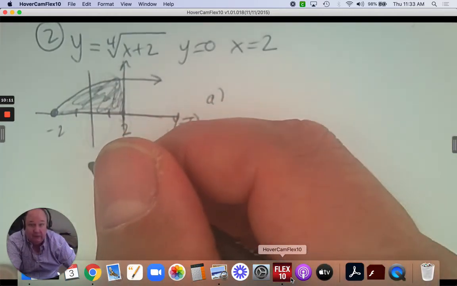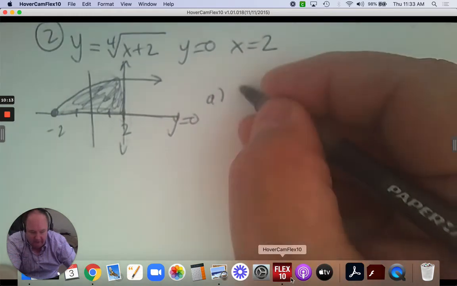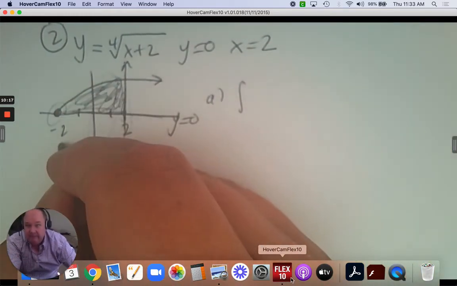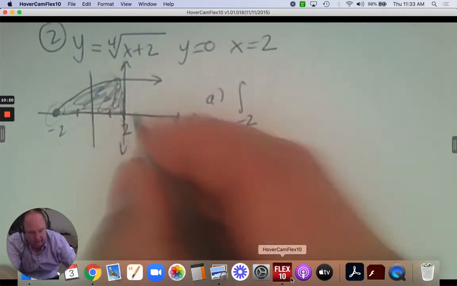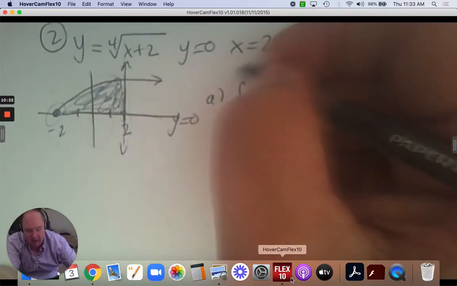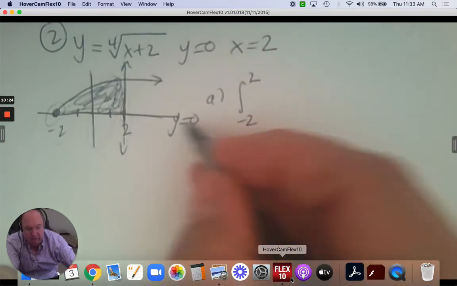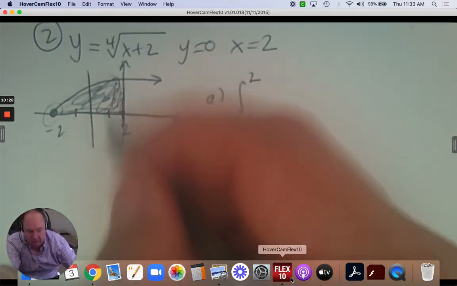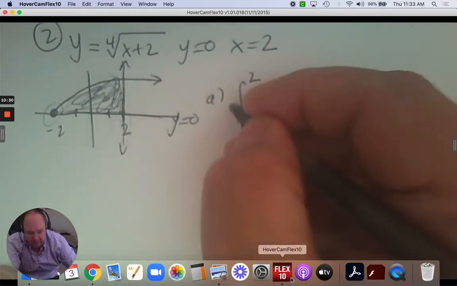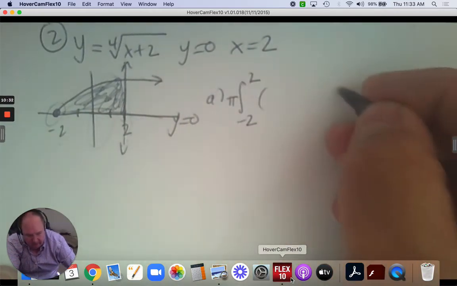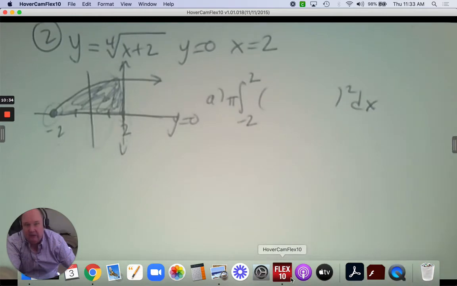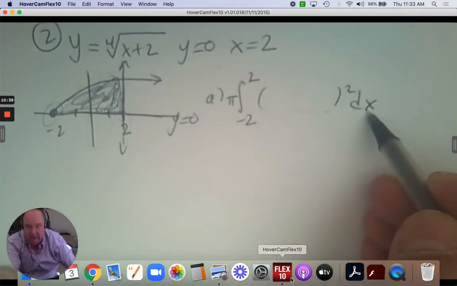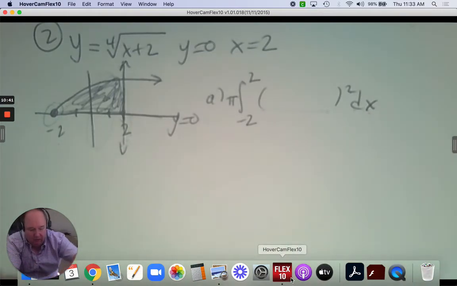There's no space. So to start with, it's an integration problem. What's my lower limit? That's -2. And what's my upper limit? That's +2. Because it's revolving around the x-axis, everything's going to be x's. The cross-section is a circle, which is pi r squared dx.